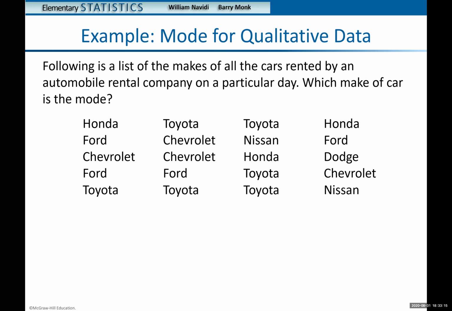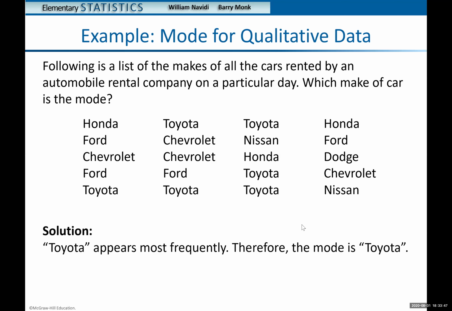We see Honda, Ford, Chevrolet, Toyota, and Dodge. The most frequent is Toyota. So how many do you see? 1, 2, 3, is it 5? There's 6. Yeah, 6. So Toyota appears the most frequently, so the mode is Toyota.